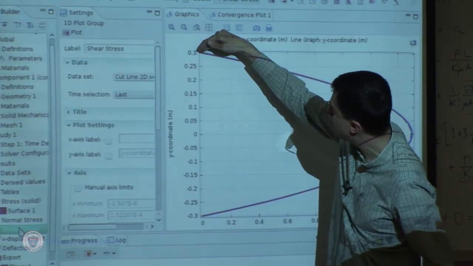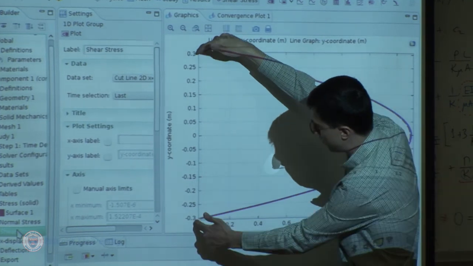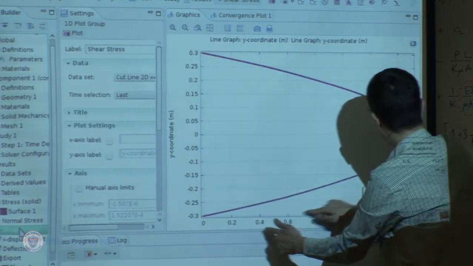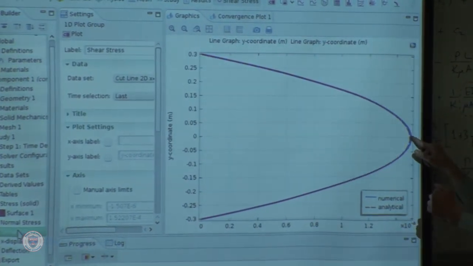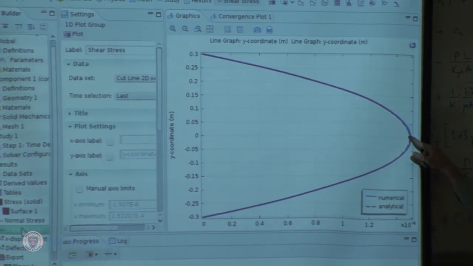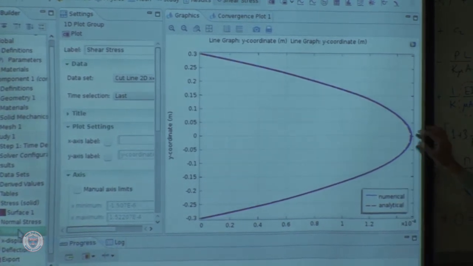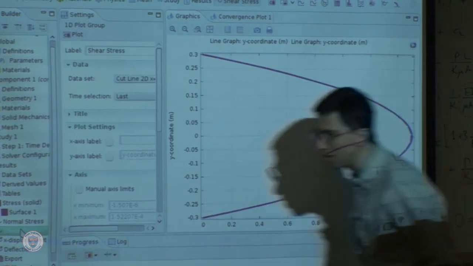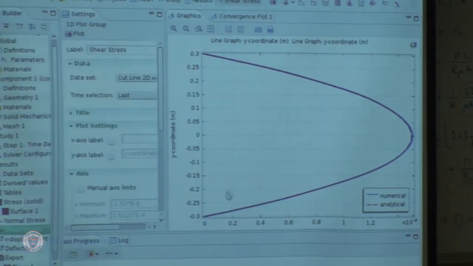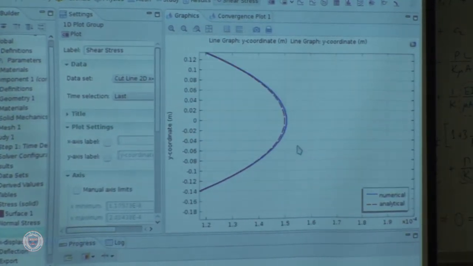At the top of the beam, it's 0, right? At the bottom, it's 0, and it is a maximum on the neutral axis, okay? Just as we remember also from ME 231. And if you zoom in, there's a small mismatch, and that's because we don't expect an excellent match anyway.